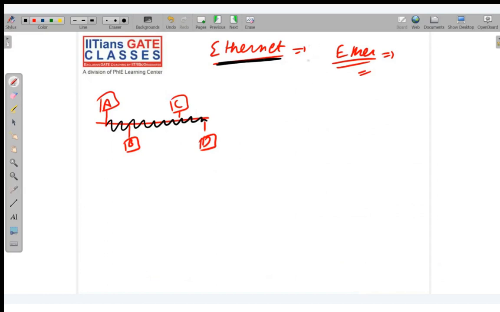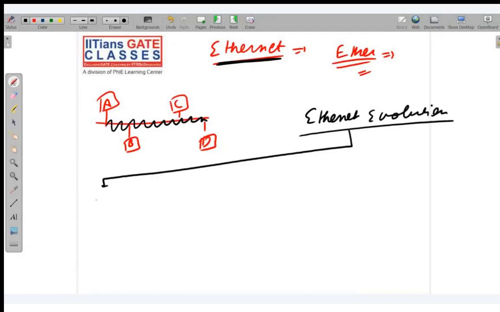Now Ethernet has many versions. If we talk about Ethernet evolution, then the very first one which was developed was standard Ethernet. Okay, just a second.